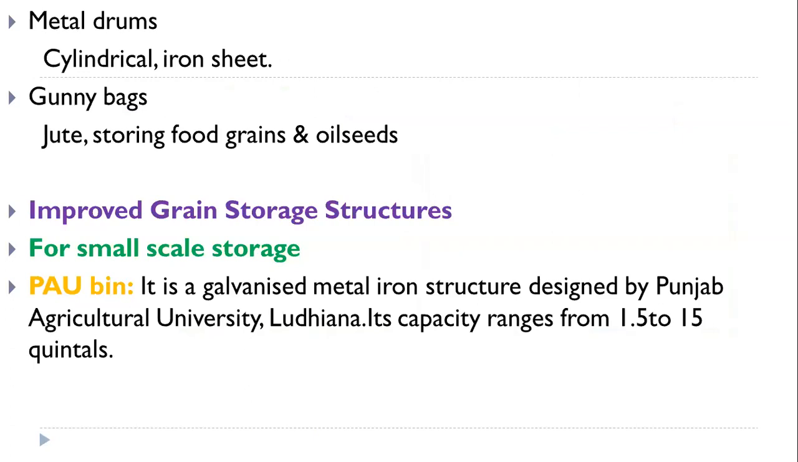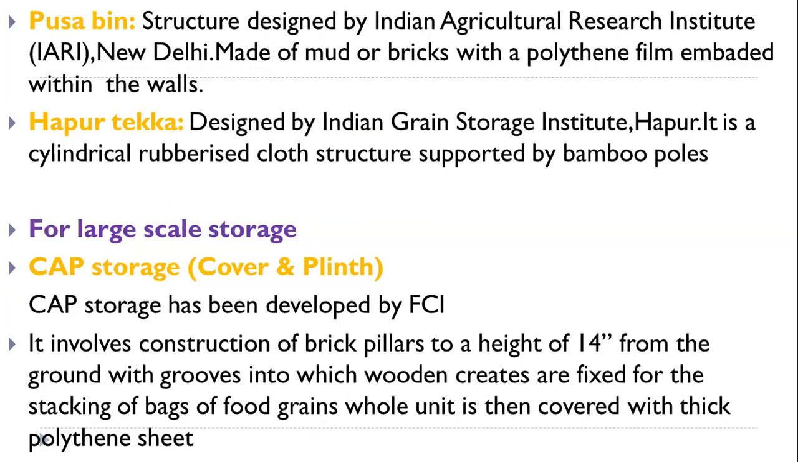Now there are again different types of improved grain storage structures in India. For small scale storage, one structure developed is the PAU bin. It is a galvanized iron metal structure designed by Punjab Agricultural University, Ludhiana, and its capacity ranges from 1.5 to 15 quintals. Pusa bin: this structure was designed by the Indian Agricultural Research Institute, IARI, New Delhi. These points are very important for objective questions, so keep them in your mind.